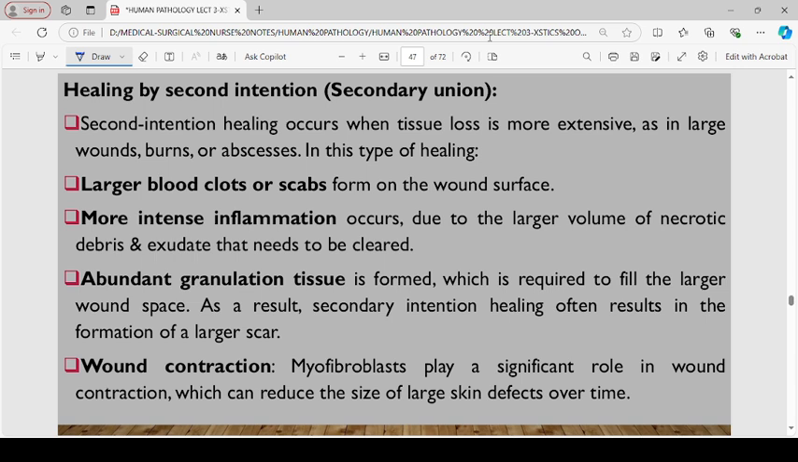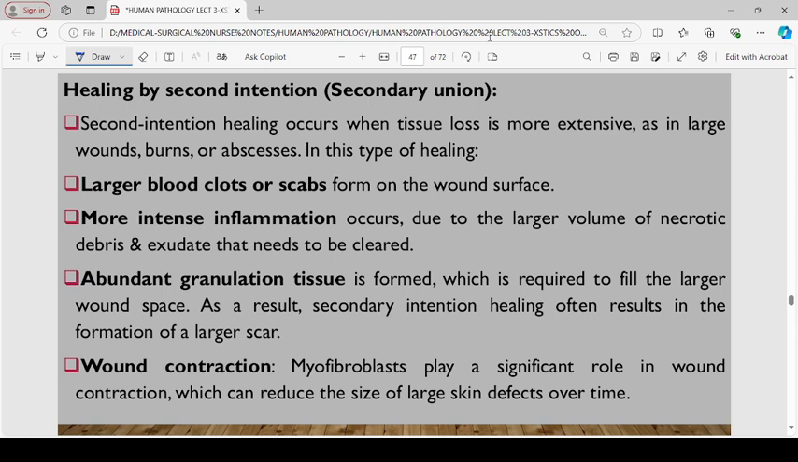That is secondary union. This one occurs when tissue loss is more extensive, as in large wounds, burns, abscesses. And so in this type of healing, large blood clots or scabs form on the wound surface. Then we have more intense inflammation due to the larger volume of necrotic debris and exudate that needs to be cleared. Abundant granulation tissue is formed, as it is required to fill the larger wound space. As a result, secondary intention healing often results in formation of a large scar.